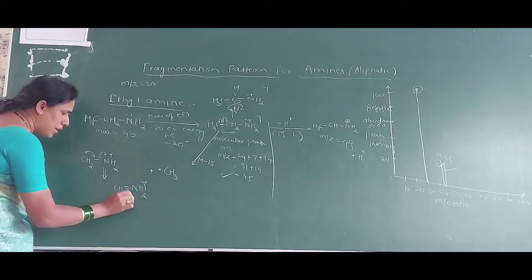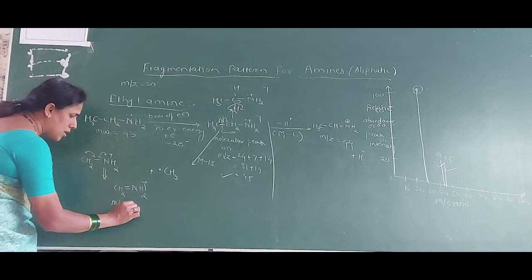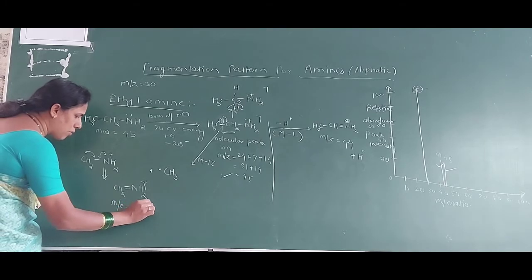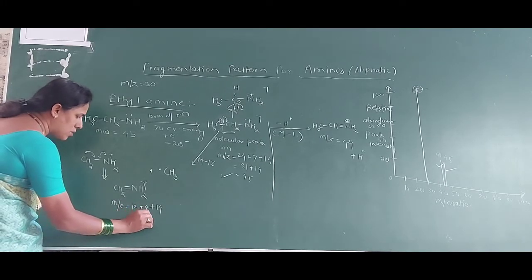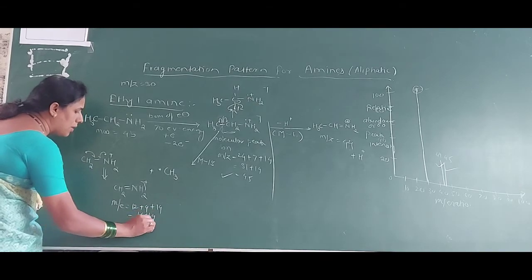Whatever we get in the m/e ratio here, how much is C? C is equal to 12, H is equal to 4, N is equal to what? 14. Okay. What is the remaining one? That is 16 plus 14 is the answer.